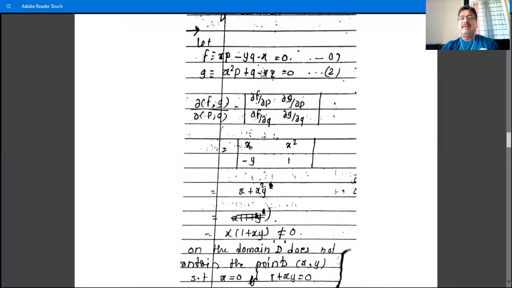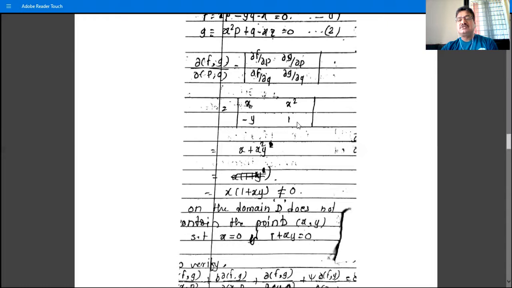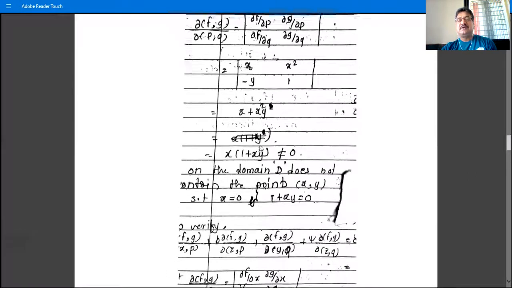So ∂f/∂p is x, ∂g/∂p is x², then ∂f/∂q is −y, and ∂g/∂q is 1, and then its determinant is x + x²y.